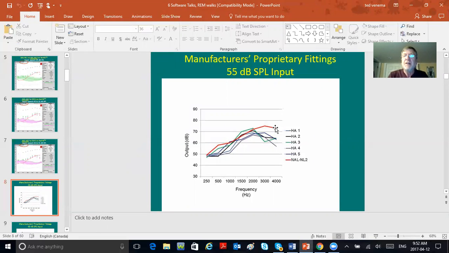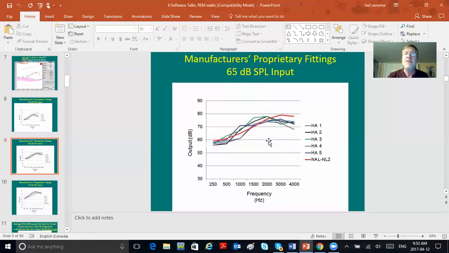So NAL2, again, the red would be the target for some hearing loss, like some mild to moderate hearing loss. And then you've got manufacturer 1, 2, 3, 4, and 5. Five different manufacturers' proprietary fitting method targets. So for the same hearing loss, look at what the proprietary fitting methods are doing. Rolling off the highs, like dramatically. That's unbelievable. I mean, that's a real change from NAL2. So that's what I was saying. Proprietary fitting methods often roll off the highs.